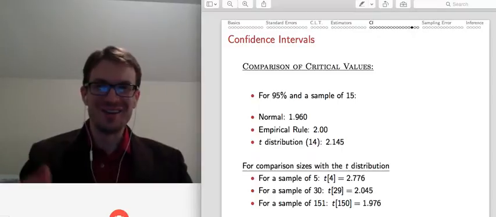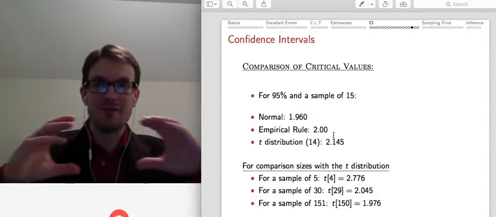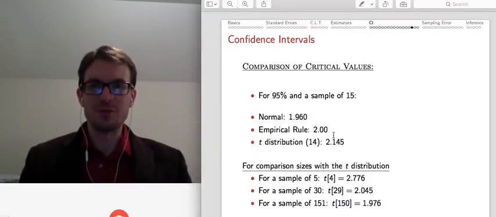More on that here. Here's a quick comparison of critical values from the normal distribution, from the empirical rule, and from a t-distribution with a sample size of 15, so 14 degrees of freedom. See how the critical value, and therefore the bounds of the confidence interval, are going to expand as we move from the normal down to the t-distribution.